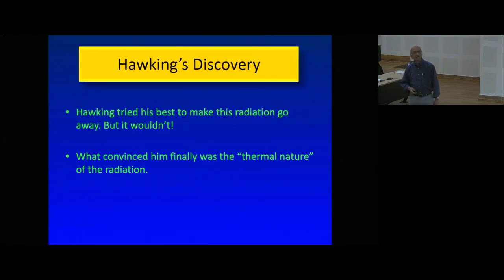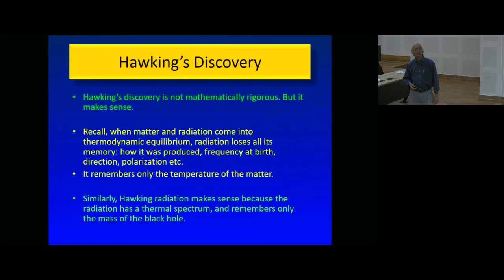But Hawking didn't quite like this result because it was intuitively not acceptable to him. He tried very hard to make it go away, but it wouldn't go away. And others calculated it and found that they got the same result. And so what finally convinced Hawking was that it was of a thermal nature. What do I mean by that?